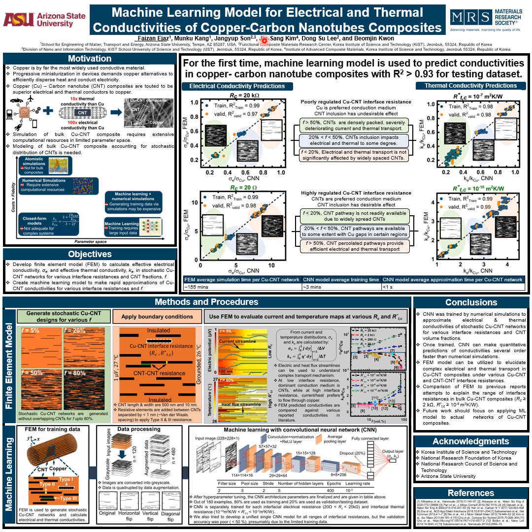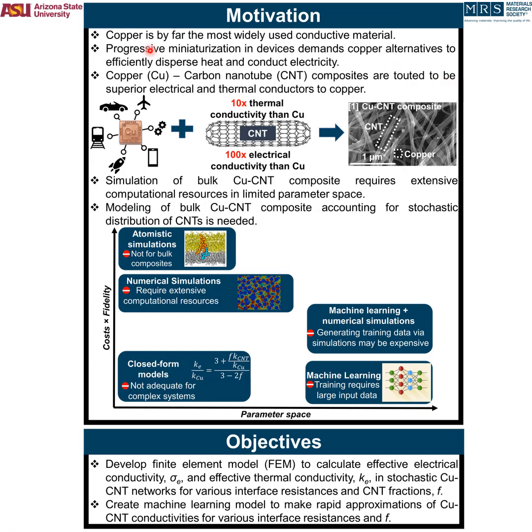In this poster, we are presenting a machine learning model which can accurately predict effective conductivities in copper-carbon nanotube composites with accuracy of more than 93%. Copper is widely used in many construction, transportation, and electrical applications due to its high electrical and thermal conductivity.